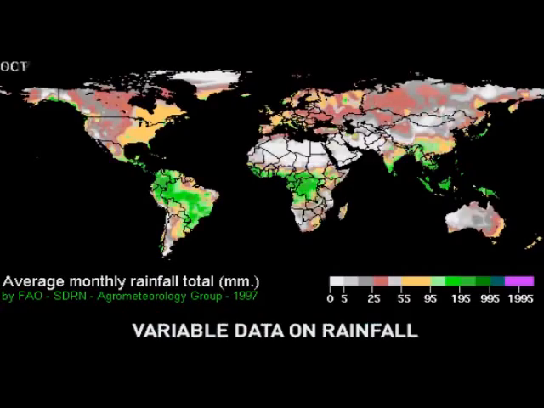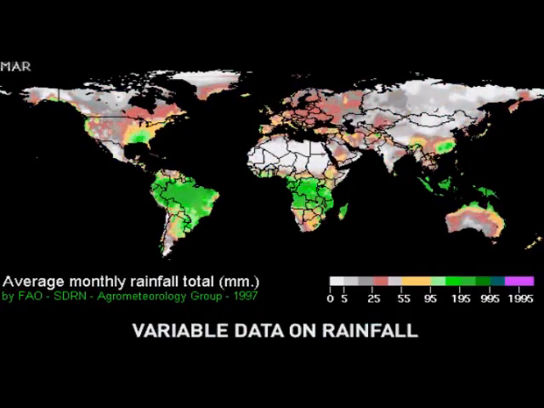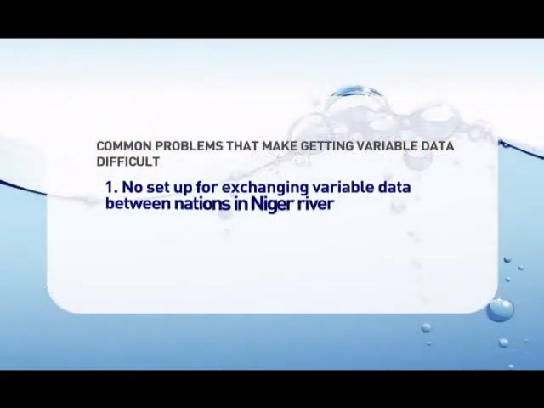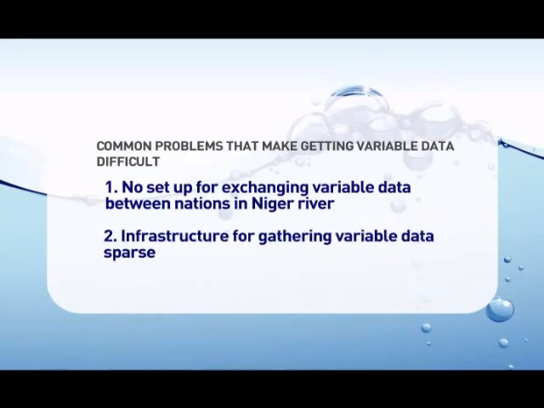There are two problems that make acquiring variable data for hydrologic models very difficult. Problem one, the 11 national weather agencies of the Niger Basin have no agreement for sharing information on rainfall and stream flow. Problem two, the ground network for gathering variable data on rainfall and stream flow is very sparse in the Niger Basin.